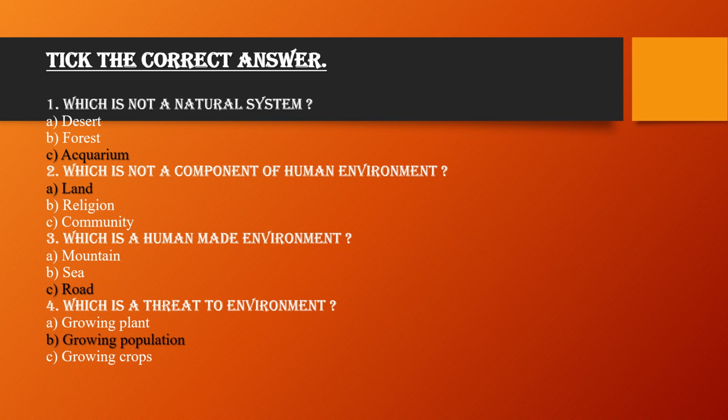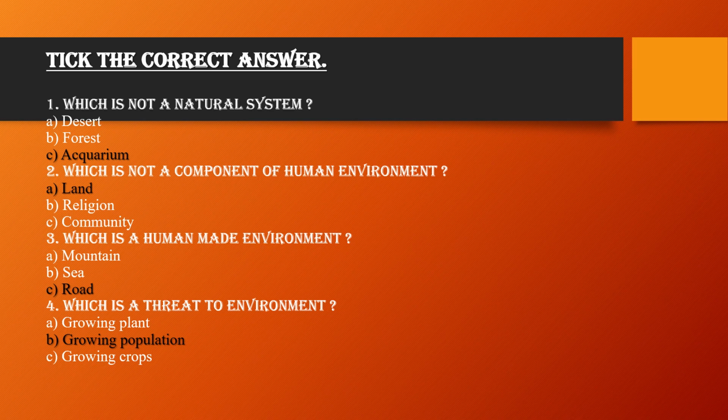Now take the correct answer. See children, there are four questions in front of you and the options are given and we need to choose the right one. So try to be honest with yourself. Don't see the answers and give a test to yourself now. Which is not a natural system? The options are desert, forest, and aquarium. Just close your eyes and answer in your mind. Yes, aquarium. It is not a natural system. It is made by man.